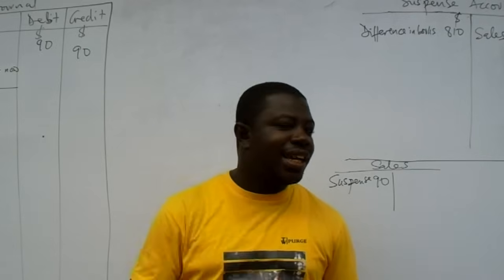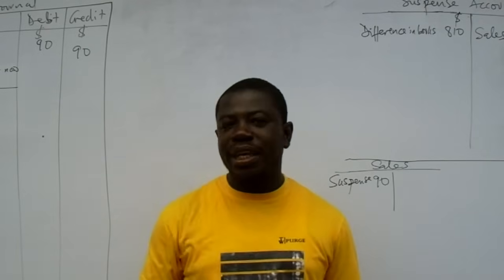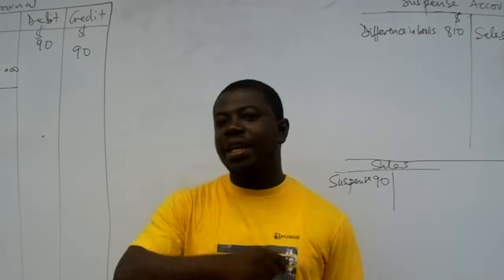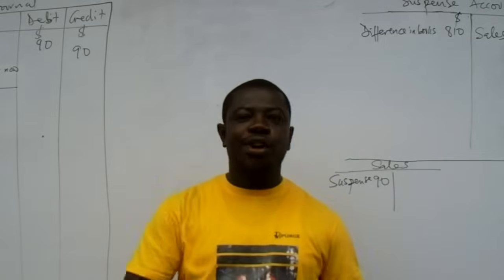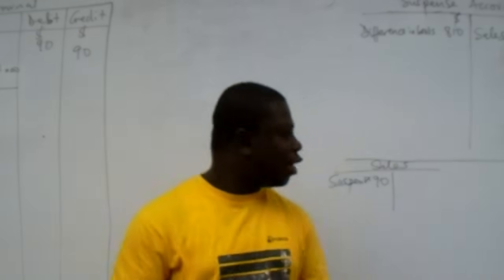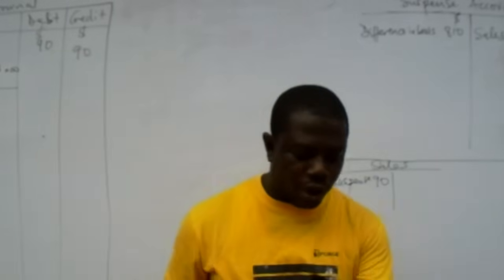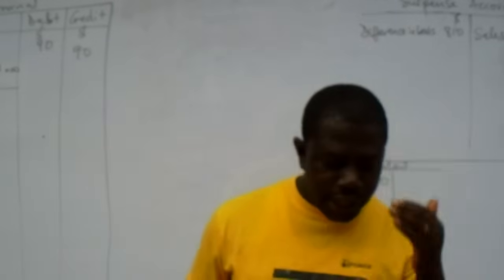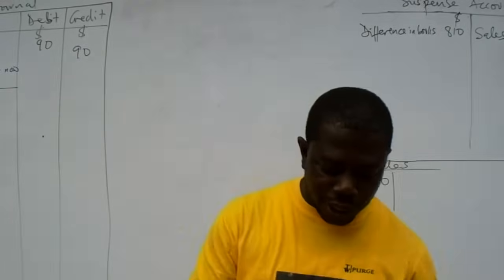And so understanding these things requires a deep understanding of the double entry system. Other than that, you won't even understand it, let alone solve the question. So what we are going to do is correct the error. He says the amount is 612, so it has been correctly entered.